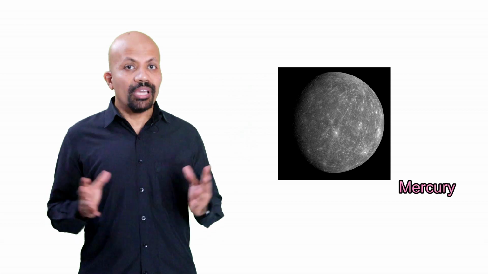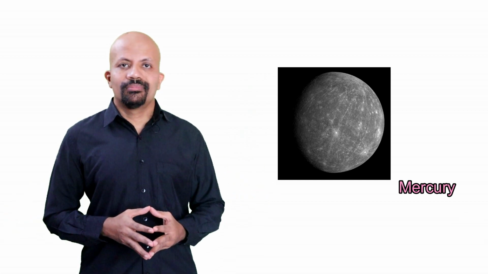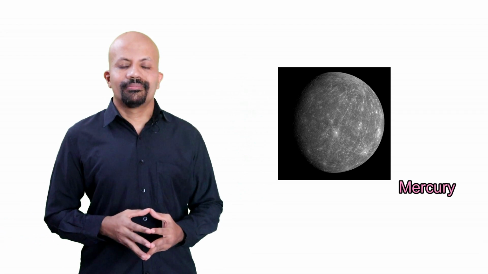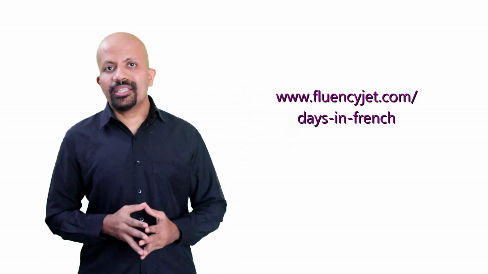What is the day of Mercury? Mercredi, which is Wednesday. What is the day of Jupiter? Jeudi, which is Thursday.